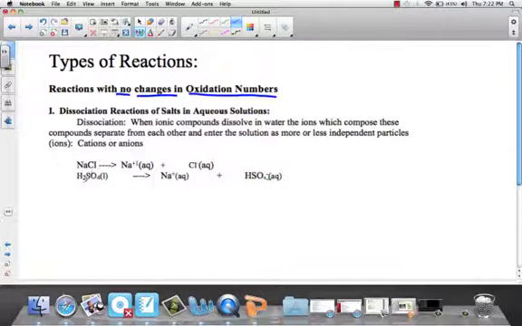So here I have NaCl, and it's going to dissociate into Na+ and Cl-. Okay, we're going to cross out this one. We're not going to worry about this one right now.